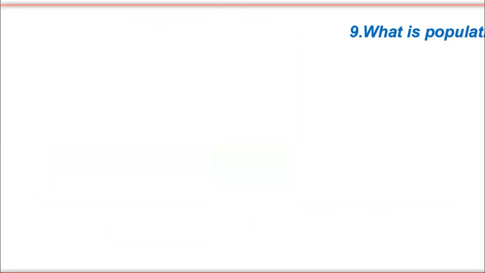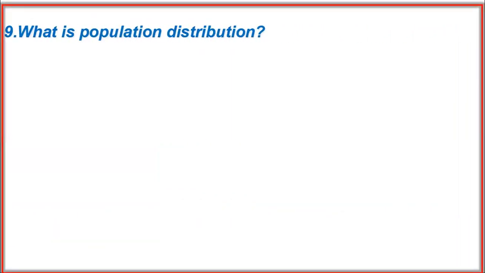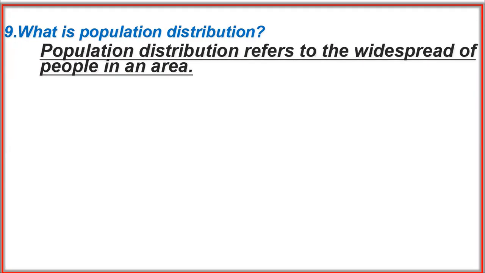Question number 9. What is population distribution? This is done in grade 5. Population distribution refers to the widespread of people in an area, how people are spread. Remember, we have the different settlement patterns, like the linear, the clustered, or the nuclear, and then the other one, which is densely or sparse.